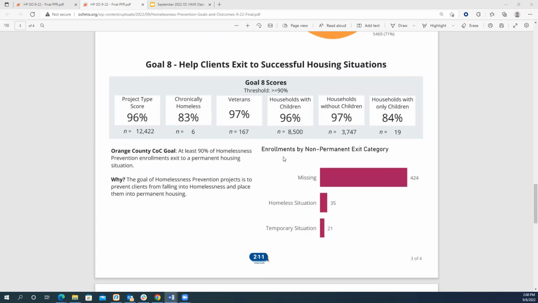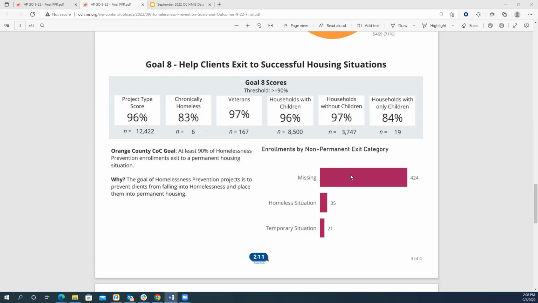Goal 8 is looking at exits to permanent housing situations. Again, we're fairly consistent across the different subpopulations, a little bit lower for households with only children and chronically homeless, but those are small populations, so kind of outliers. The majority of clients that are not exiting to permanent housing situations have missing data at exit.